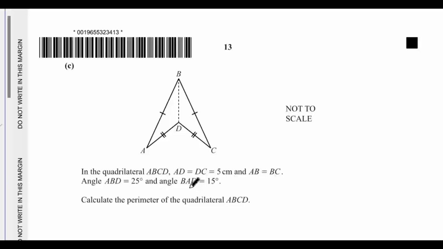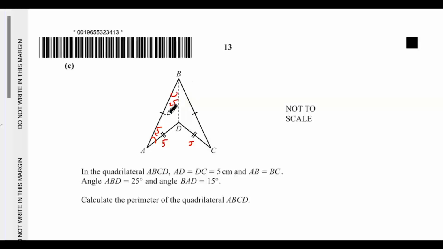In the quadrilateral ABCD, AD equals DC, as shown here, and equals 5 centimeters. So you have 5 centimeters here, 5 centimeters here. AB equals BC, and angle ABD, this angle, is 25 degrees, and angle BAD is 15 degrees. Calculate the perimeter of the quadrilateral ABCD. So it will be the addition of the four sides, AB, BC, DC, and AD. We already know AD and DC, so you just have to find AB, and that will be the same value for BC.